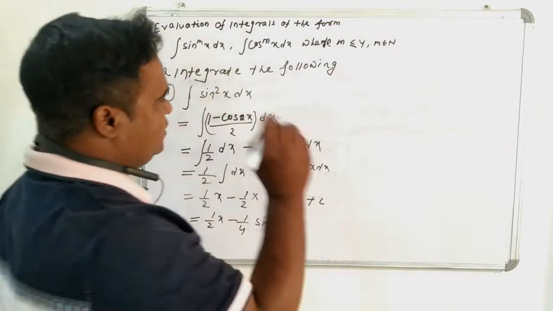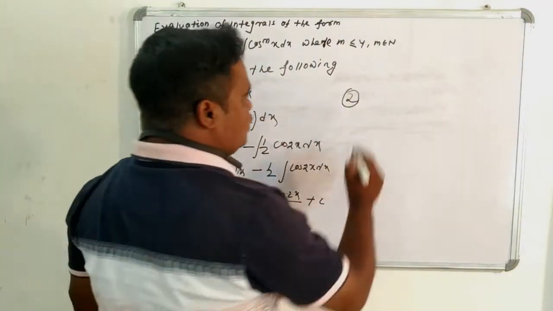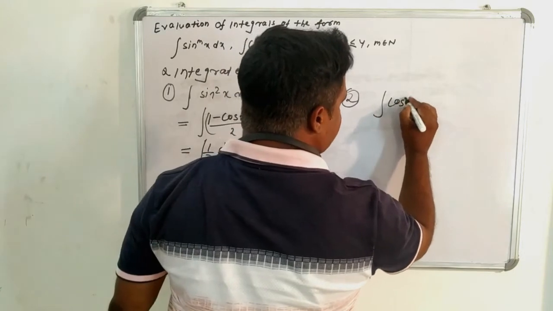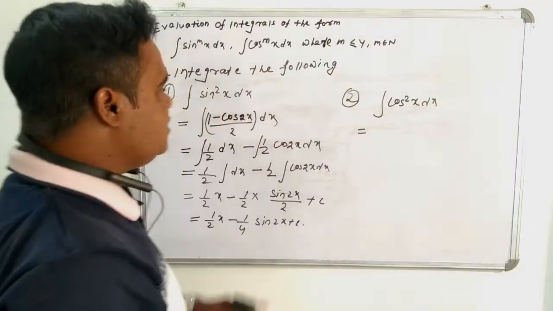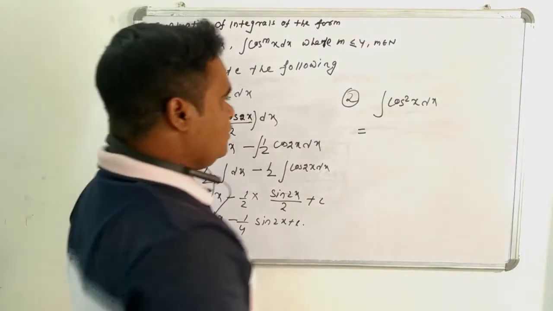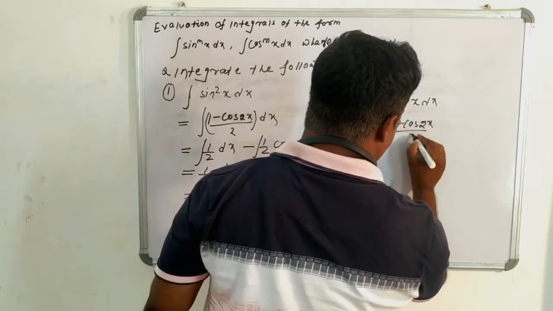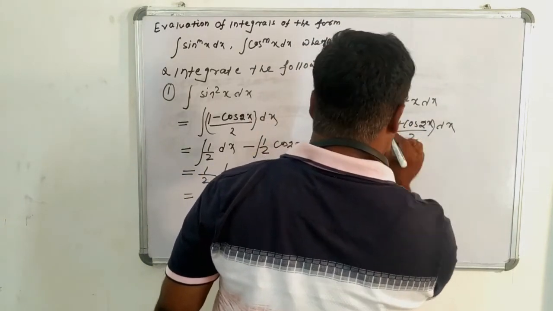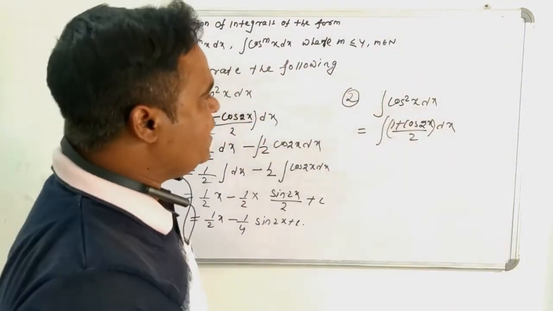So, second question. The second question is the integration of cos square of x dx. So this value equals, convert this factor into the form: (1 plus cos 2x) divided by 2 of dx. Previously I told you this formula for cos square x.